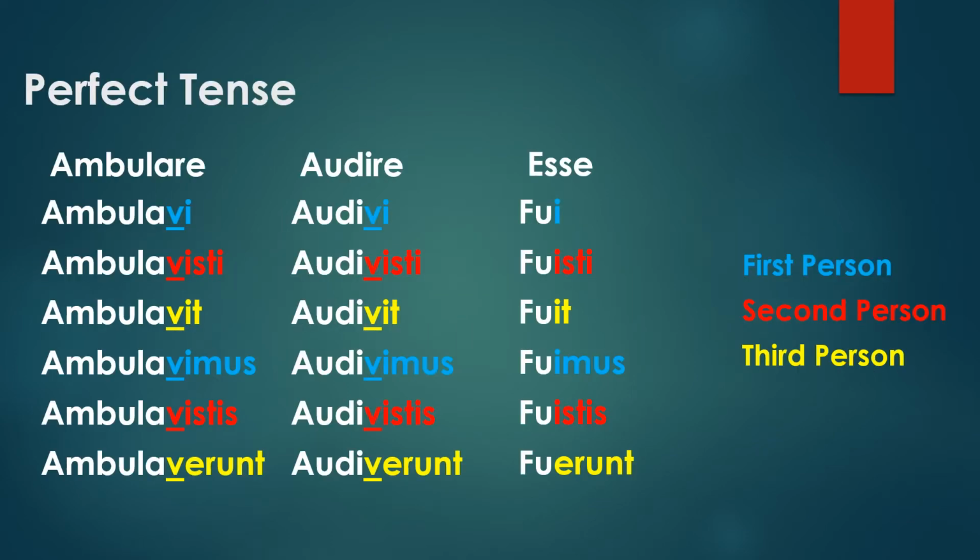So now that we've established that the perfect tense indicates a clean break to an action in the past, whereas the imperfect tense does not, how do we recognize this difference in terms of the Latin? Here we have the same three verbs that we used in the previous video, ambulare, audire, and esse. But note the different endings.